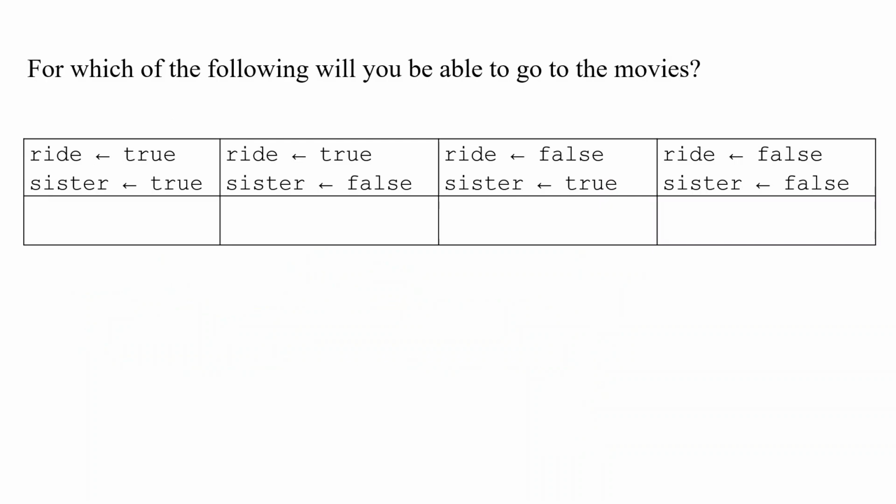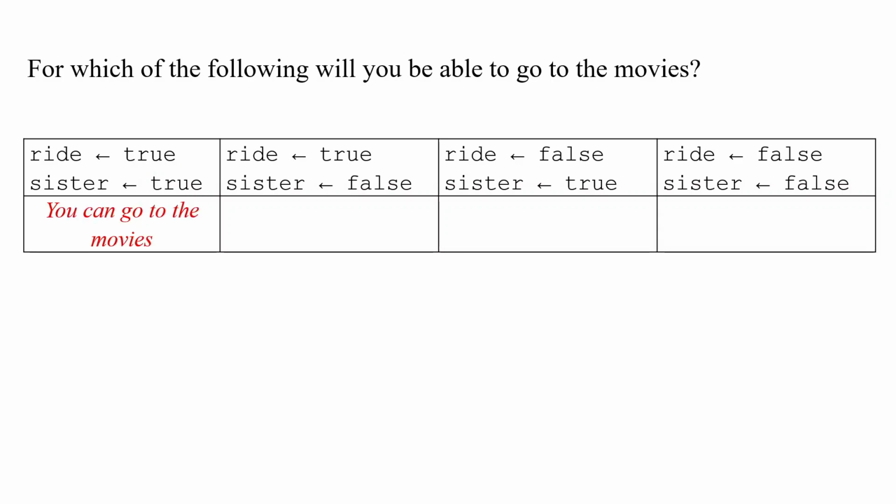Well, if it's true, like, hey, I do have a ride, and true, I'll take my sister. If both of those are true, is your mom going to let you go to the movies? Yeah, she is. You can go to the movies, which means we're looking at ride and sister. If both of them are true, then yes, you can go to the movies. The whole thing is a true statement.